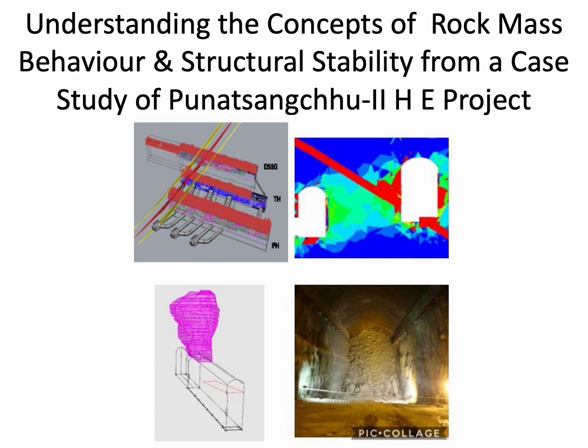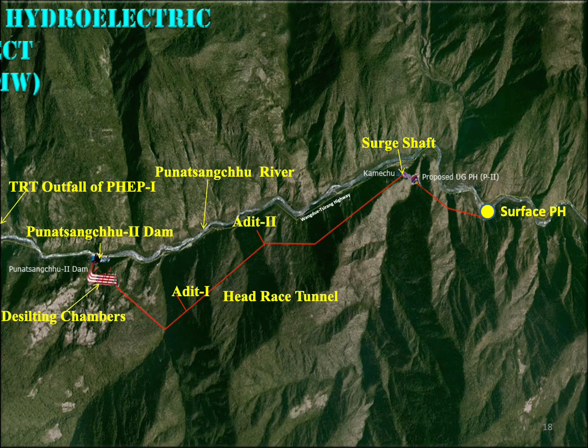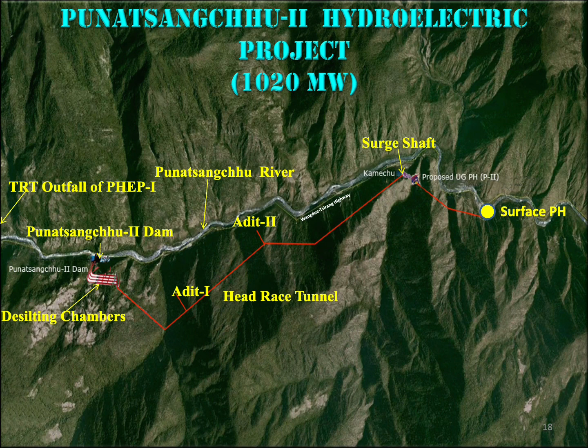Let us understand the concepts of rock mass behavior and structural stability from a case study of the Punatsangchhu-II hydroelectric project. Punatsangchhu-II is located towards the middle west of Bhutan. The layout of the project is that all the underground features are on the right side of the Punatsangchhu river, because the right side hill has relatively better geological features than the left hill.